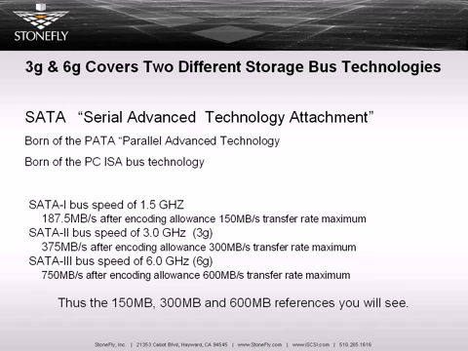3G and 6G covers two different storage bus technologies. So right now you have the SATA camp and the SAS camp, and everybody thinks of SAS today as 15K drives, and 7200 RPM drives as SATA drives. Well, the reality is SATA 2, which was a 3G or 300 megabytes per second technology, now has SATA 3 available, which is a 600 megabyte per second technology.